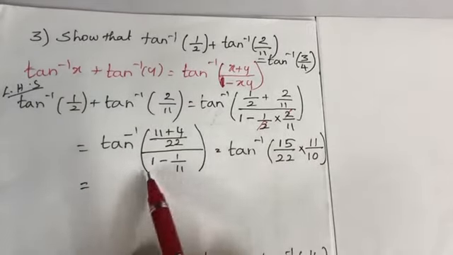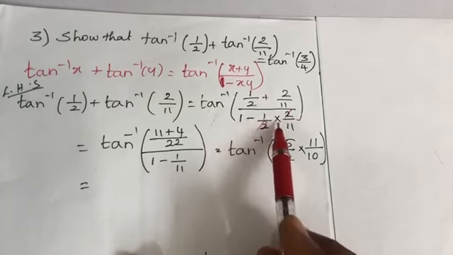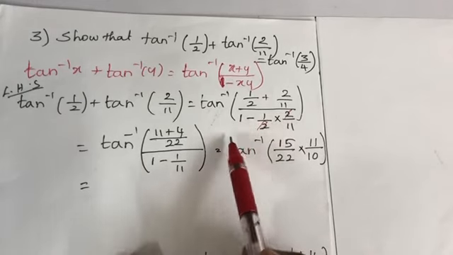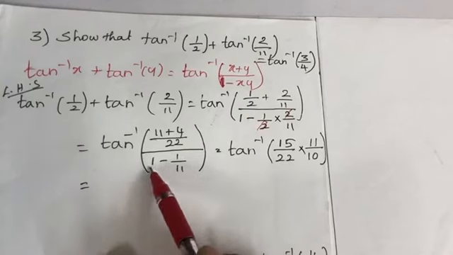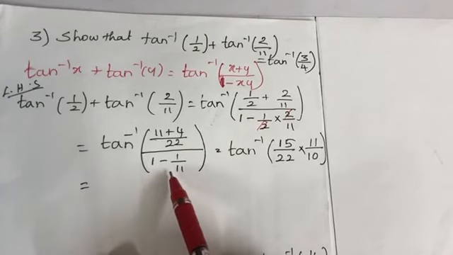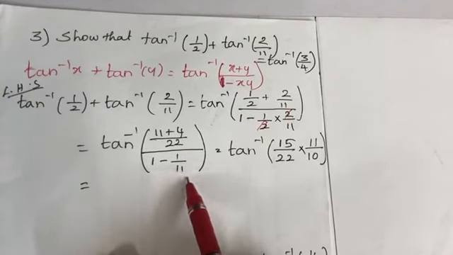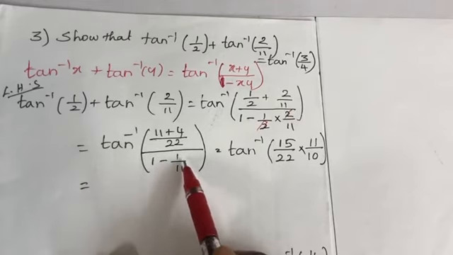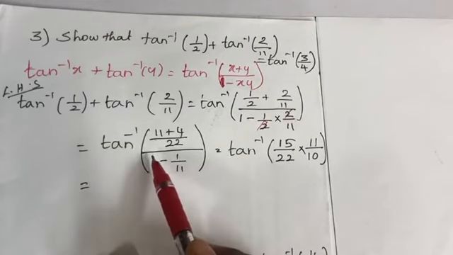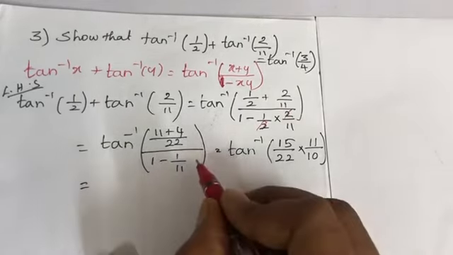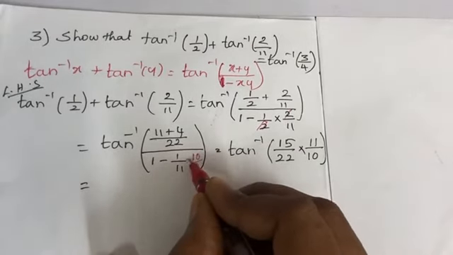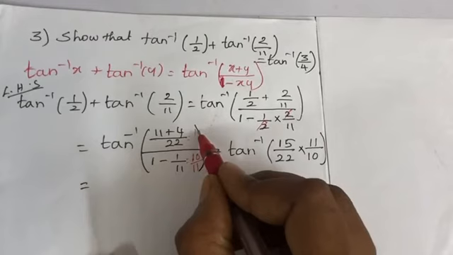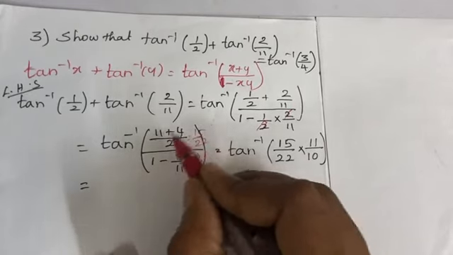In the numerator we have 15 by 22. In the denominator 1 minus 1 by 11. 2 and 2 will get cancelled. So, 1 minus 1 by 11. Here we can take 11 as LCM. So, if we take 11, here 11 minus 1. Okay. So, 11 minus 1. So, in the denominator you have 10 by 11. In the numerator you have 15 by 22 while simplifying.